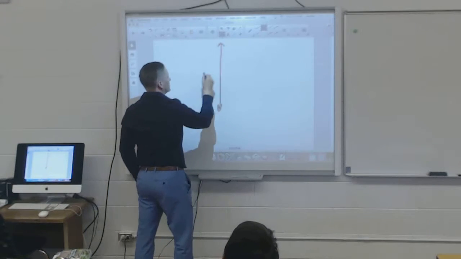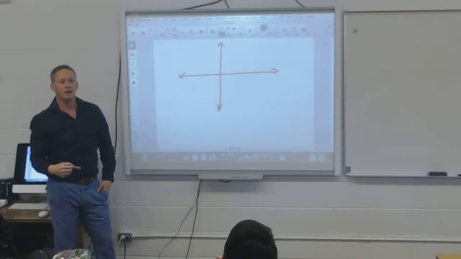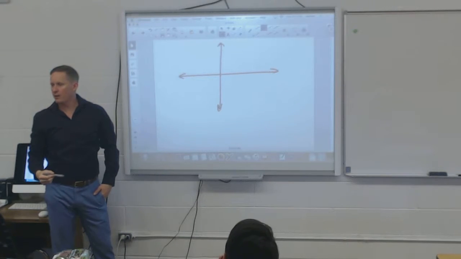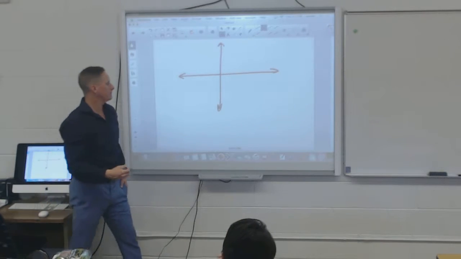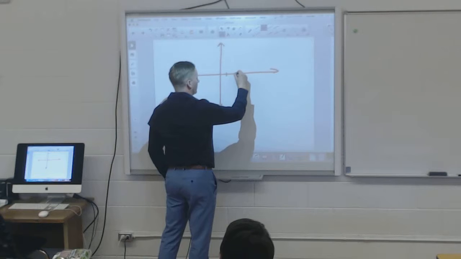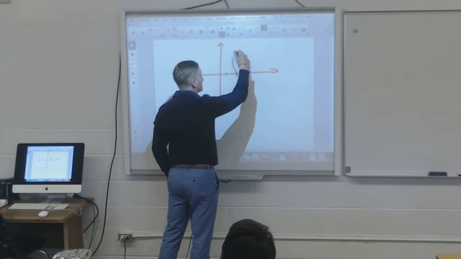If I were to graph this, do not write this down. You don't have to do this. You will next year, but not this year. My roots for this equation, y equals x squared minus 5x plus 6, are 3 and 2. So I go 0, 1, 2, 3. So my roots are this. My graph would look something like this.